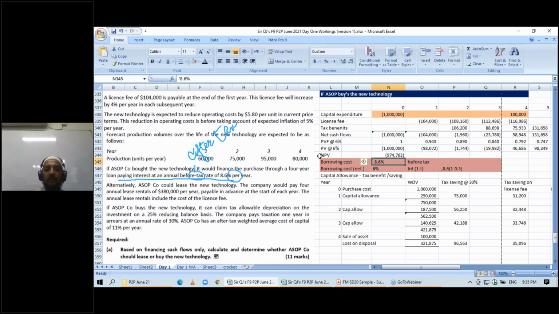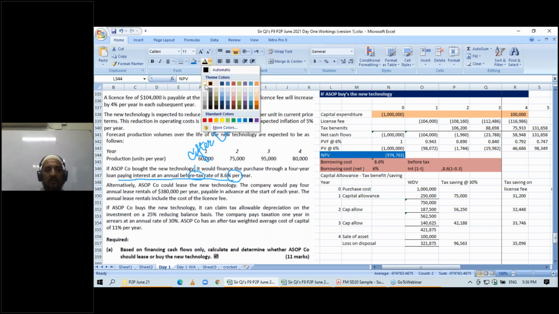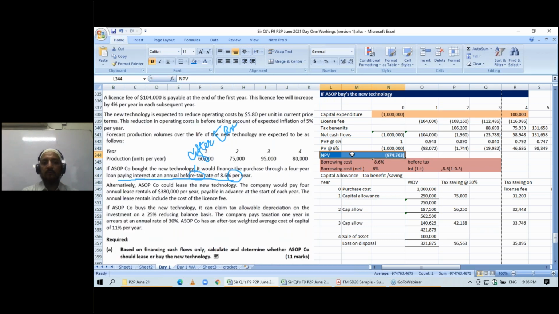So the net present value is calculated to be 974,763. This is the net present value of the buying option.